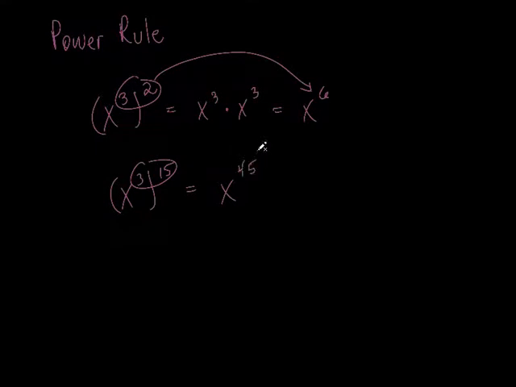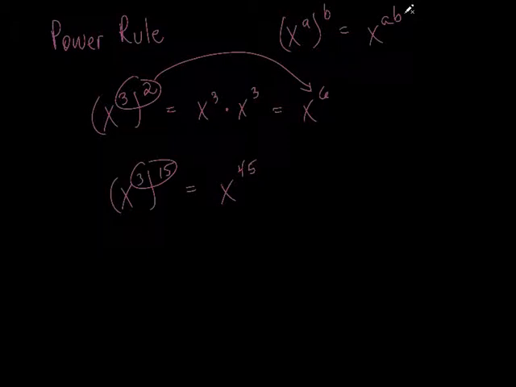So x to the 45th power. Does that make sense? Let's write it without just regular numbers. Let's say x to the a, and that's being taken to the b power. If I wanted to write this in a very general sense, I would say it's x to the what? AB. Good. To the AB power. Not to the A plus B, to the A times B. They're being multiplied together.